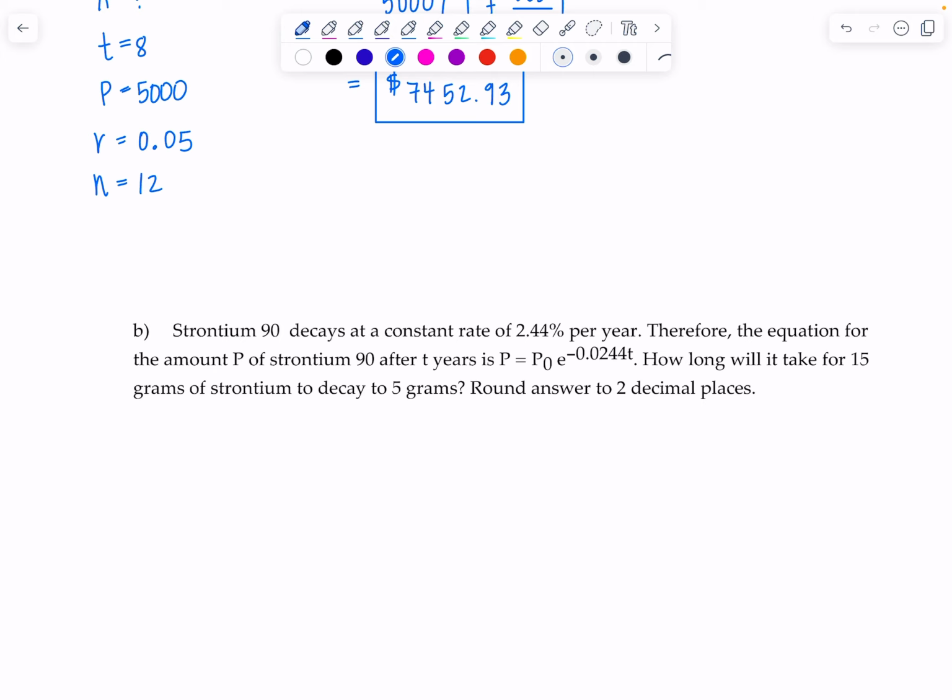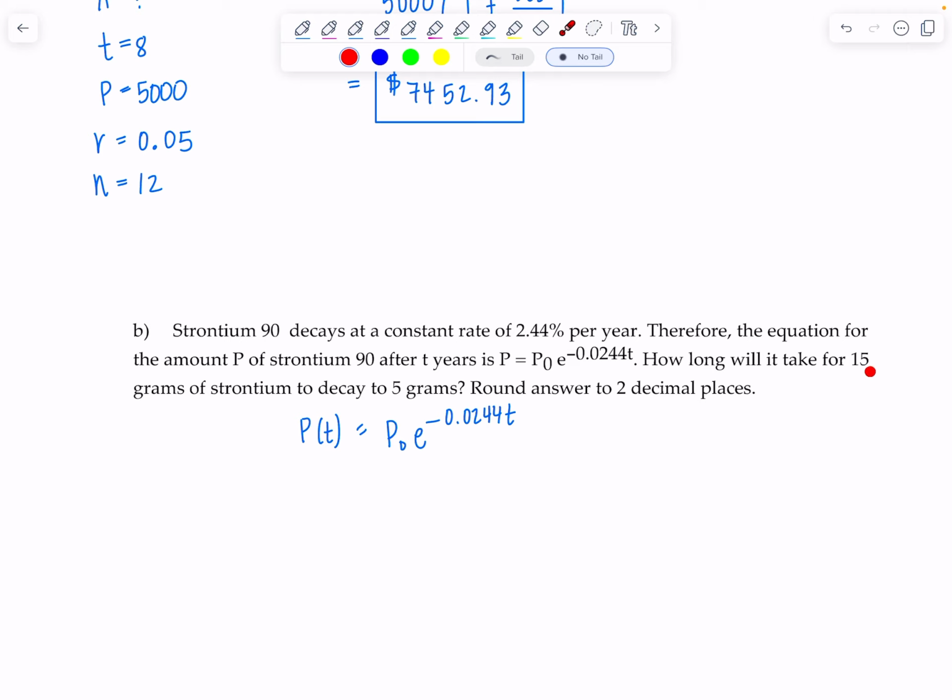So I did take pity on their poor souls, and I just gave them the equation here. They didn't have to go find k. k, r, same thing, the decay rate. I just gave them the formula. How long will it take for 15 grams to decay to 5 grams? Round your answer to 2 decimal places.